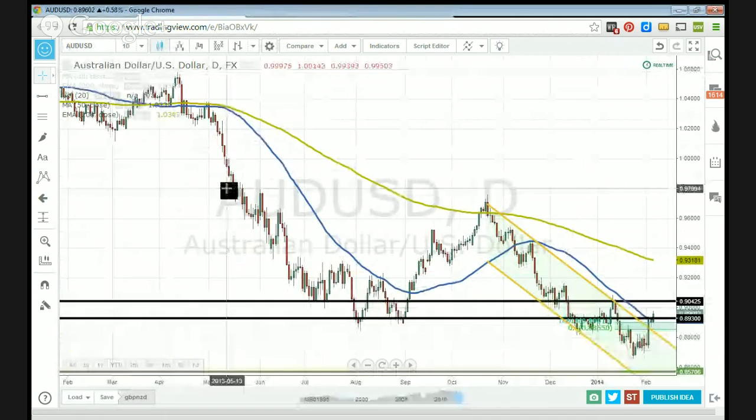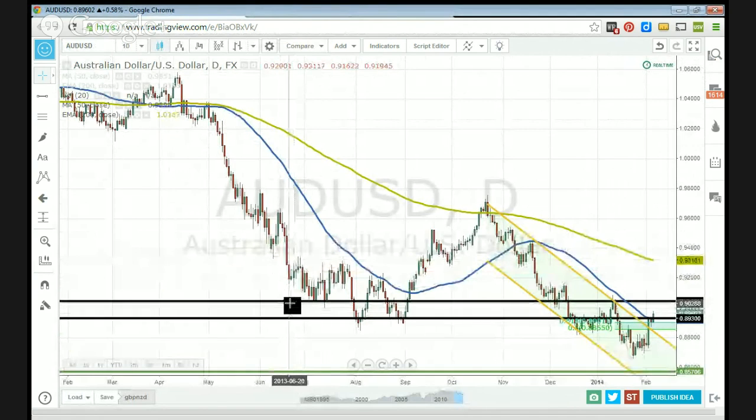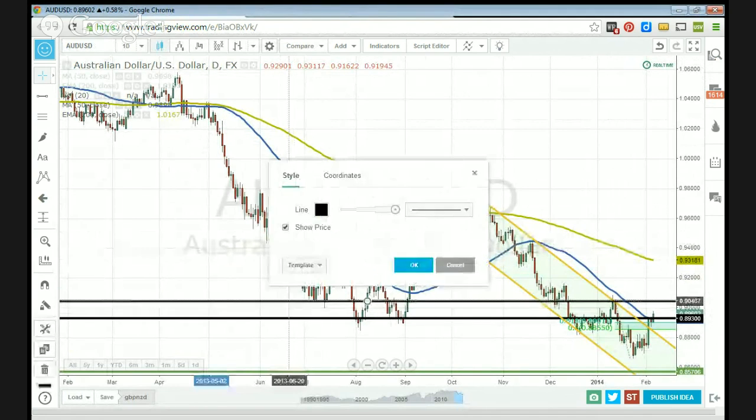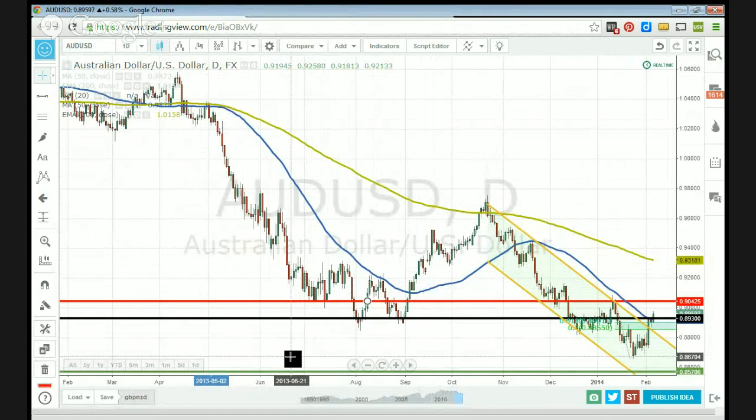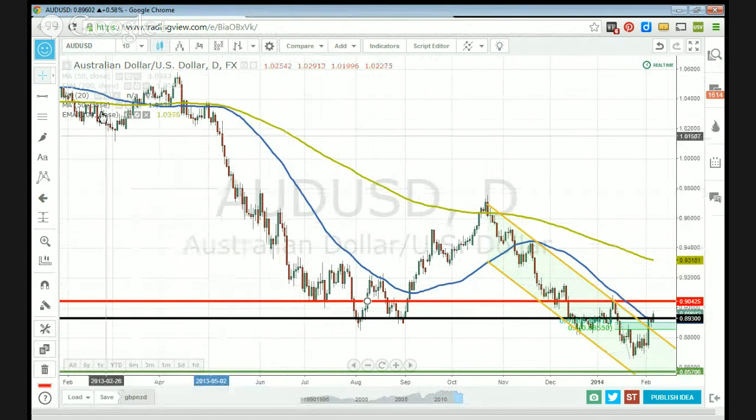Okay, so I entered here at this black line. My stop is here. Let's actually make this line red. Okay, my stop is there, so the position is a little out of the money now, a little at a loss. We'll see what happens. Not going to take any action just yet.